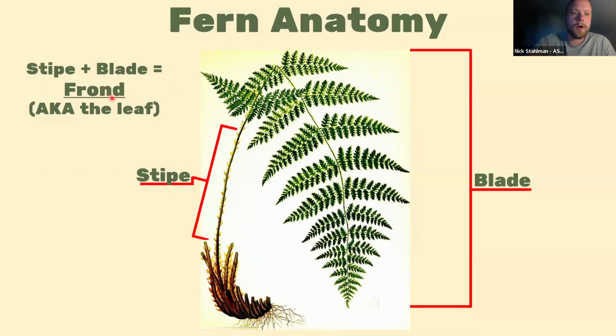So the stipe and the blade total the frond. The above ground growth that we see on an individual fern, we would call the frond. You can think of it more or less as the leaf. So the entire leaf of this fern is this structure. This space in between, we'll say right now these are pinna. The space in between, the stipe portion right here, is called the rachis.